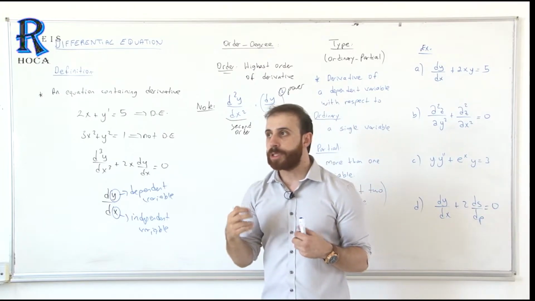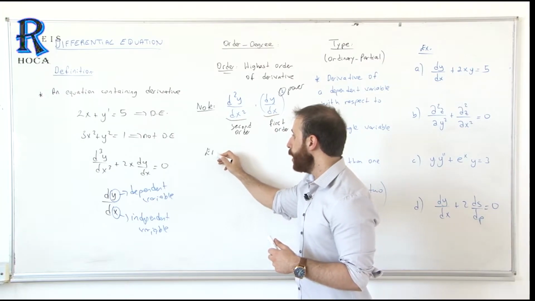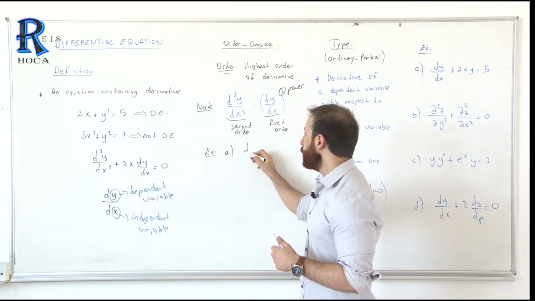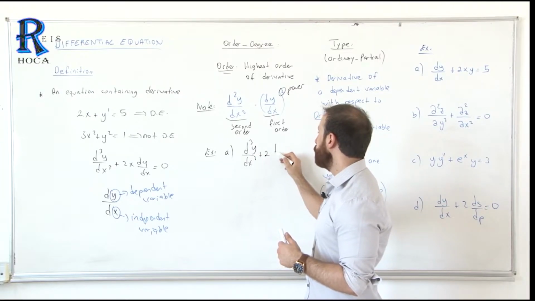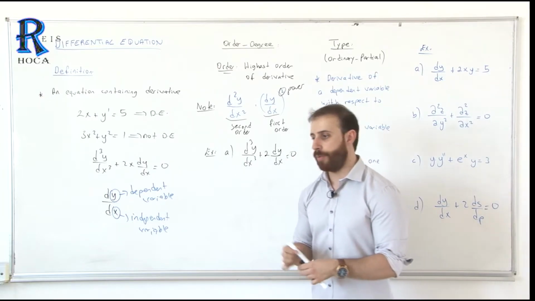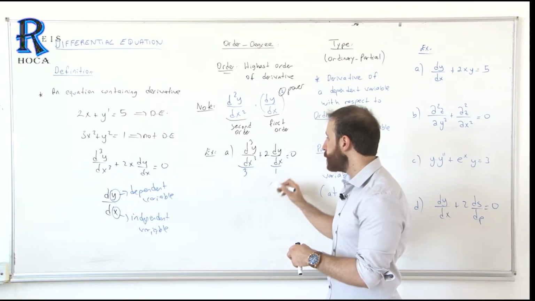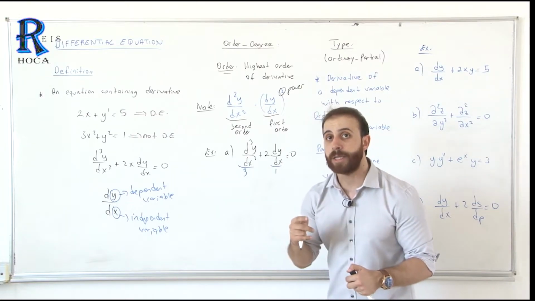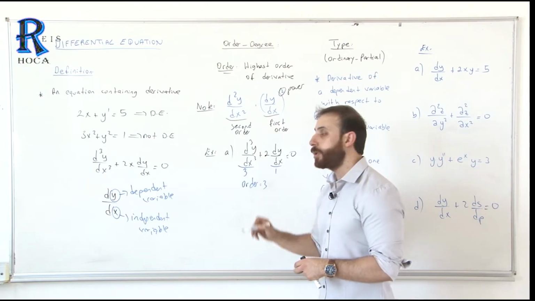So let's see what the order is: the highest order of derivative. For example, A: d cubed y over dx cubed plus 2 dy over dx equals 0. What's the highest order here? The order of the first term is 3, and here the order is 1. What's the highest order? The highest order equals 3.